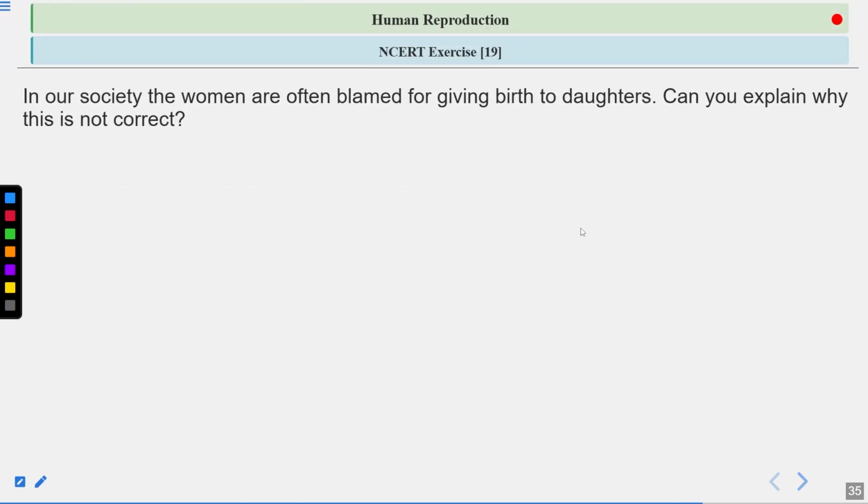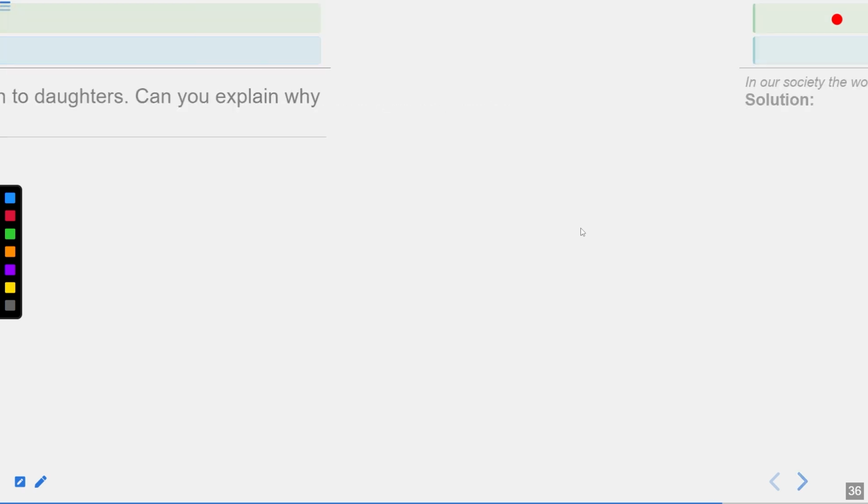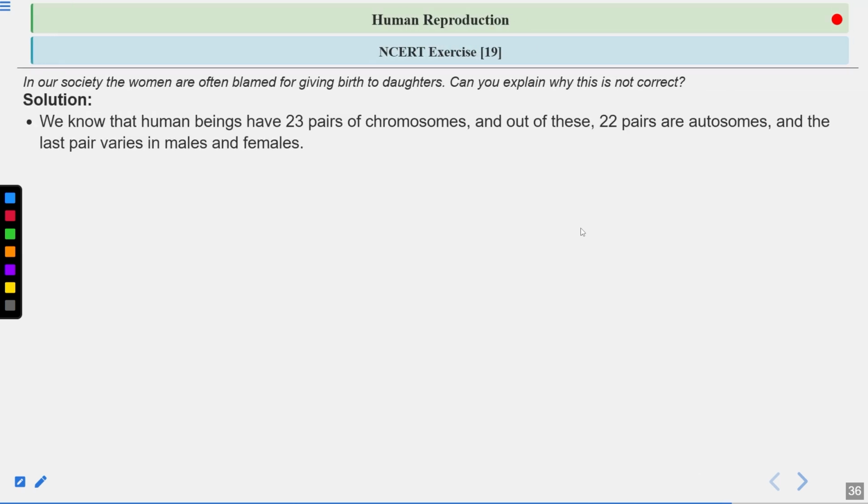In a society, women are often blamed for giving birth to daughters. Can you explain why this is not correct? So actually, the sex of the baby is determined by the father, not by the mother. Now what happens?